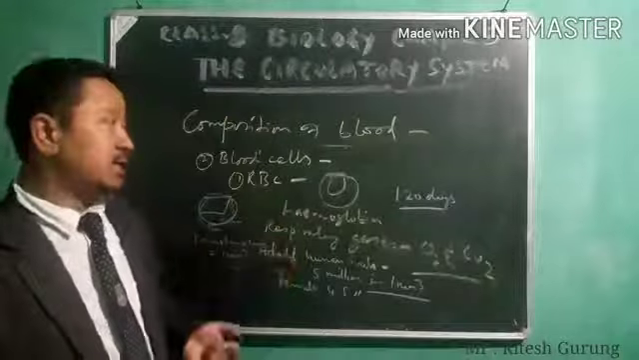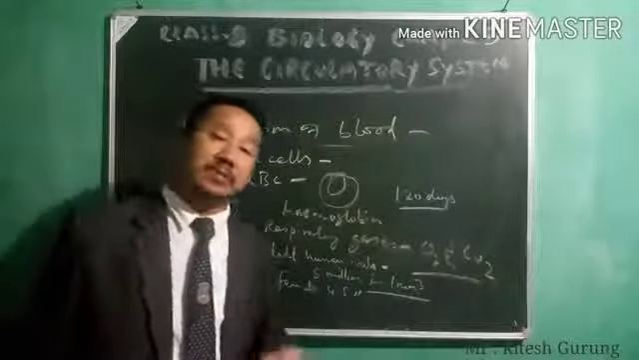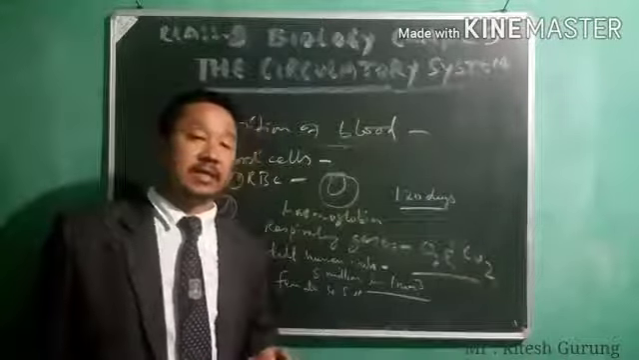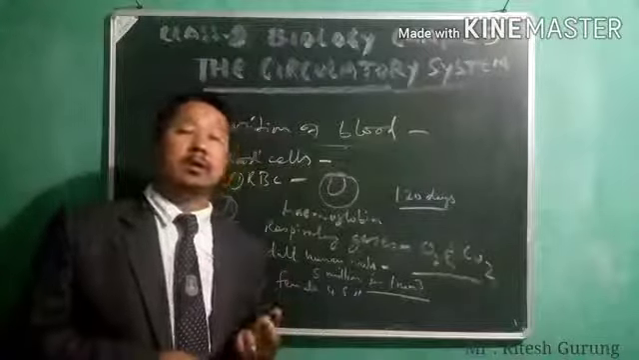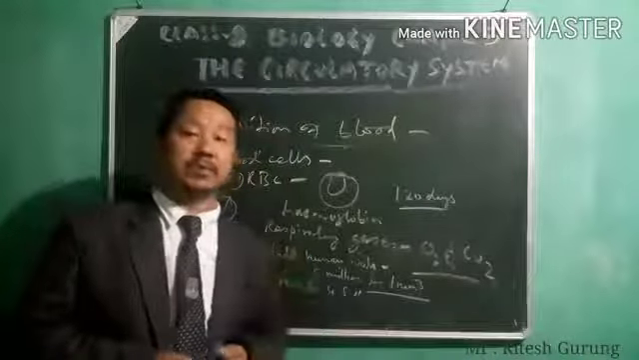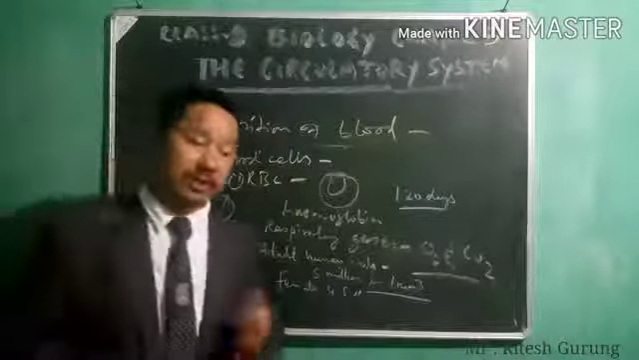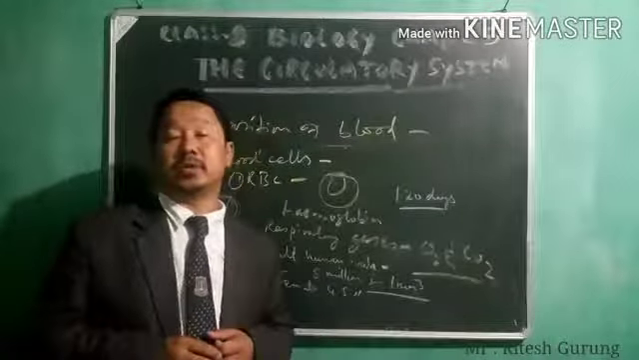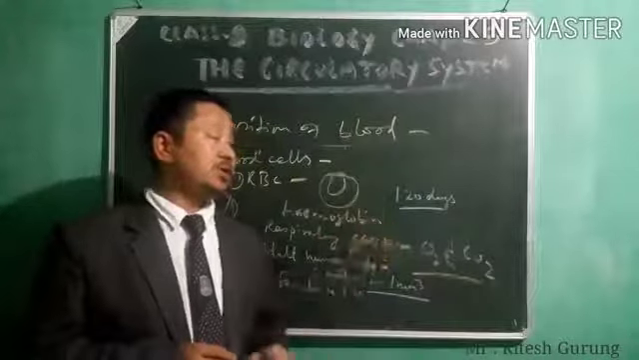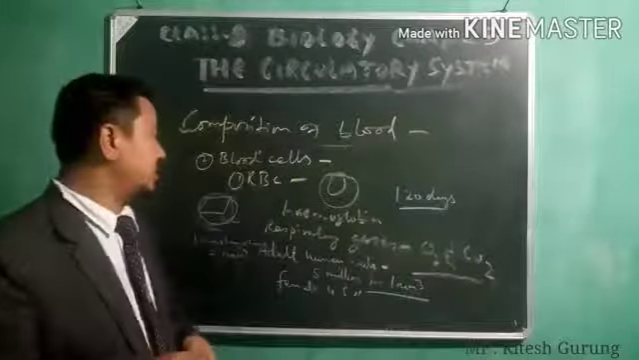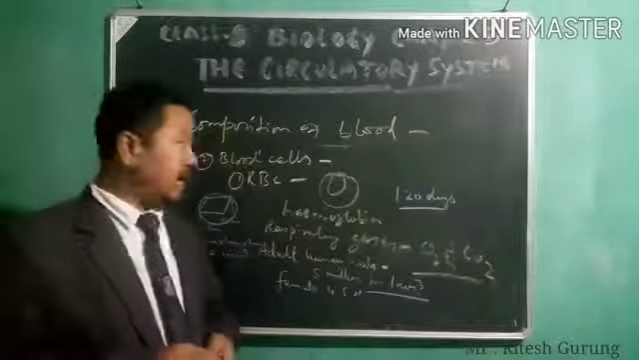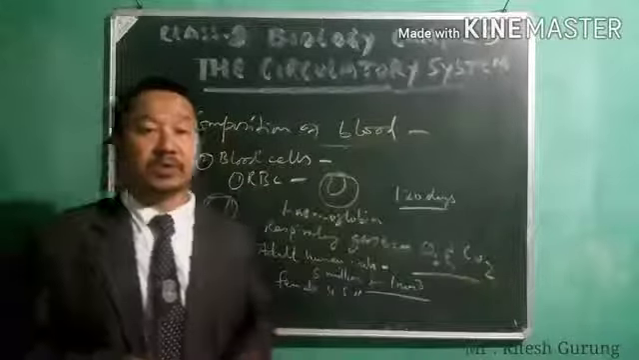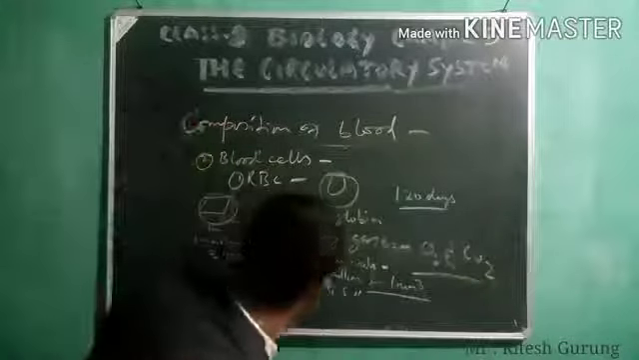So after that, the red blood cells will die. The old RBC and weak RBC will be destroyed in the liver, in the spleen, and even in bone marrow. All right, so this is how your RBC plays its role in the composition of the blood.